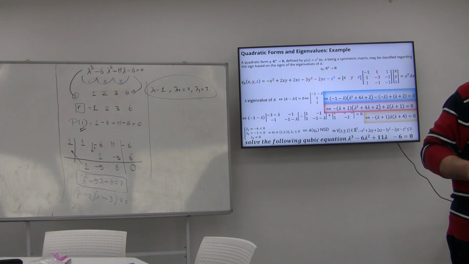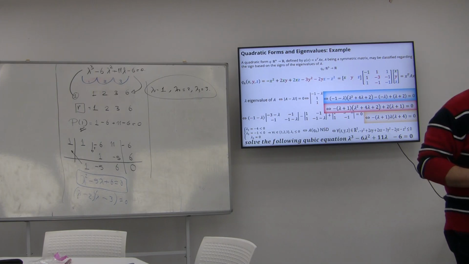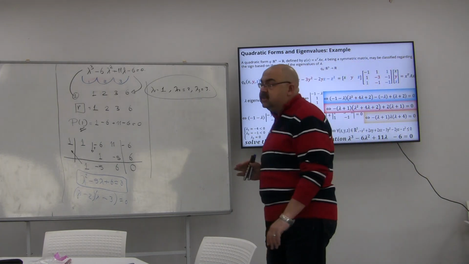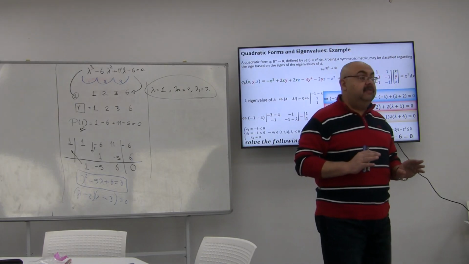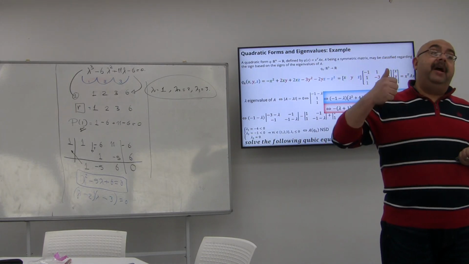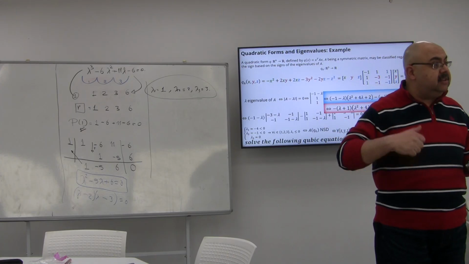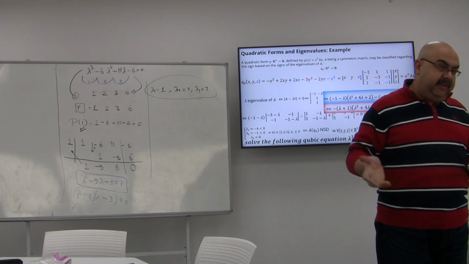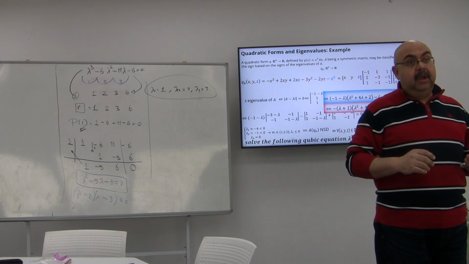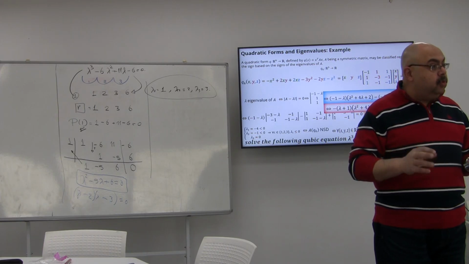Why are we searching for eigenvalues? We are searching for eigenvalues because it is the simplest way to find out whether you have positive definite, positive semi-definite, negative definite, negative semi-definite, or indefinite type of your quadratic form.